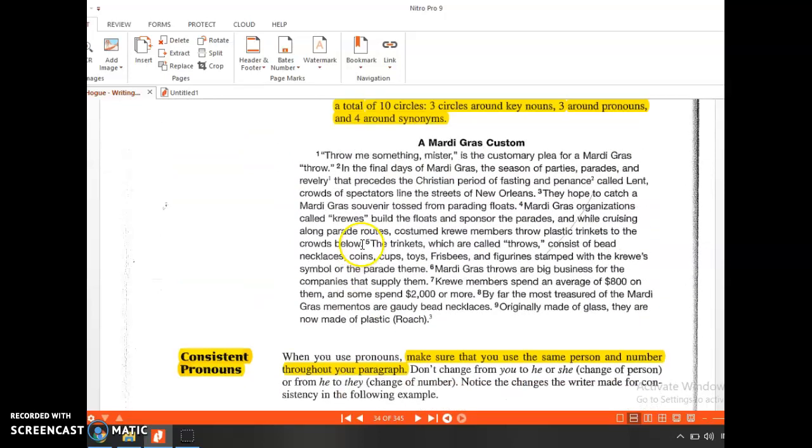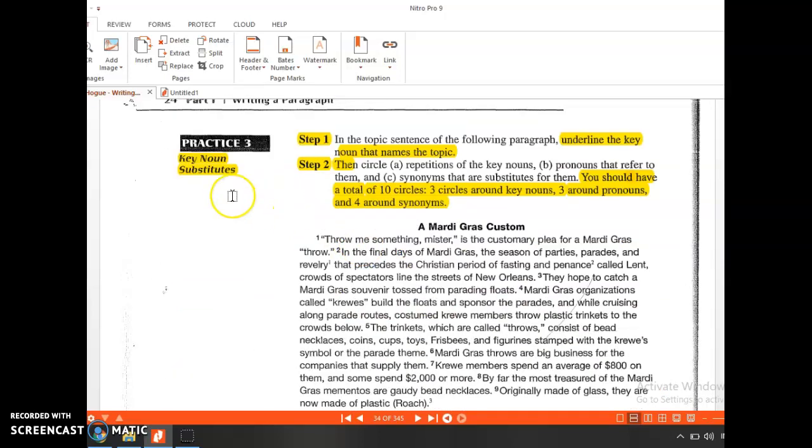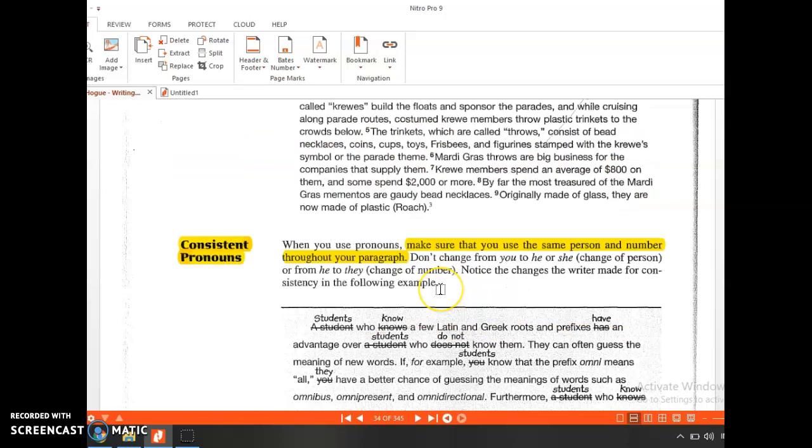Next, please do this practice 3. Step 1, in the topic sentence of the following paragraph, underline the key noun that names the topic. Step 2, circle a repetition of the key noun, the pronouns that refer to the key nouns, and then the synonyms that are substitutes for the key nouns. This is your guideline. You should have a total of 10 circles: 3 circles around key nouns, 3 around pronouns, and 4 around synonyms. So you have to find these in this paragraph.